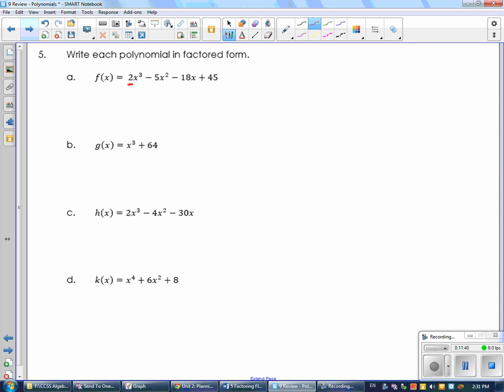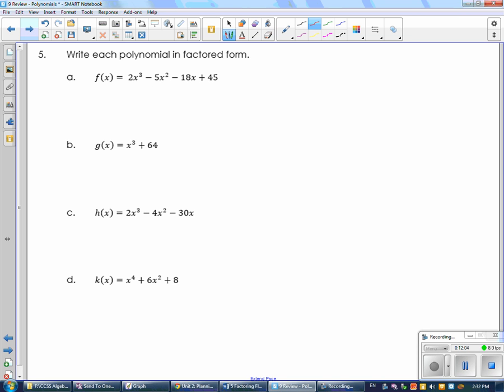And so if I look at the rest of my numbers, I can see really fast that 2 does not divide into 5 evenly. It doesn't divide into 45 evenly, so I can't pull a 2 out of every term. I also don't have an x in every term. So I don't have a greatest common factor initially, if I'm looking at all 4 terms. There's nothing that I can do to simplify that way. So that's the first step in factoring. There's nothing for me to do though.